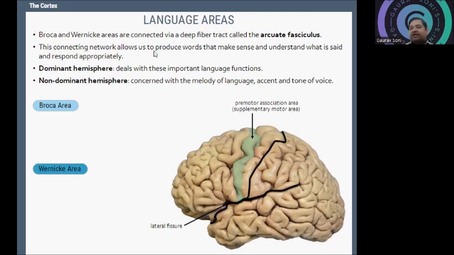Network of Broca's and Wernicke's area connected by the arcuate fasciculus. The dominant hemisphere deals with these important language functions. The non-dominant hemisphere is concerned with the melody of language, accent, and tone of voice.